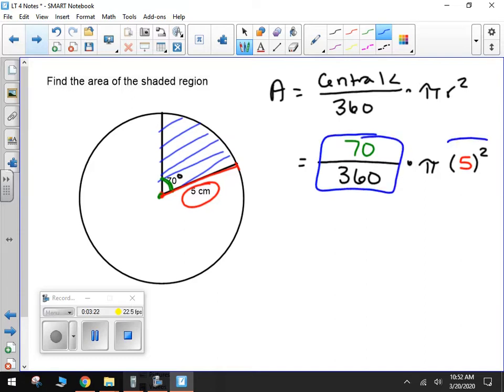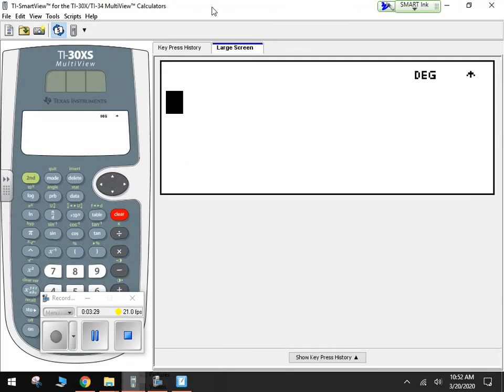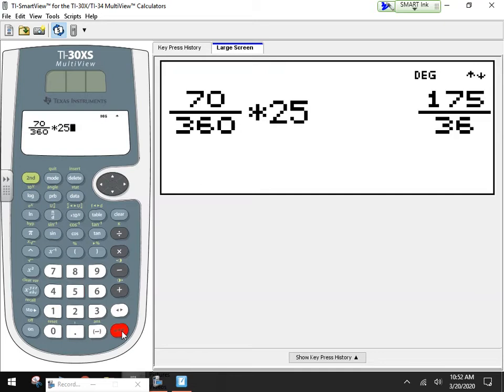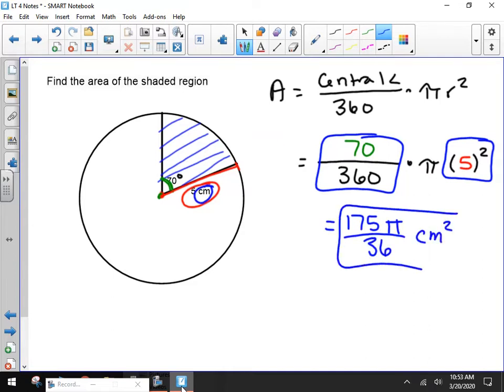So I'm going to put this in my calculator times this. So when I grab my calculator, let's make this a little bigger. I'm going to do my n over d button. If I use n over d, it won't give me a decimal. And I'm going to arrow to the right, and I need to times it by 5 squared or 25, whichever way you want to write it. And it gives me 175 over 36. So in my answer over here, I'm putting 175 pi over 36, and my units is centimeters squared. This squared because it's still area, so make sure you still square your units.